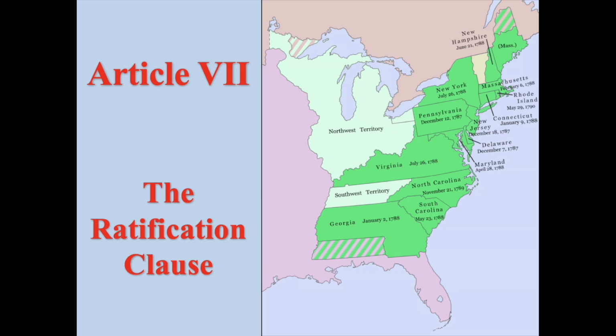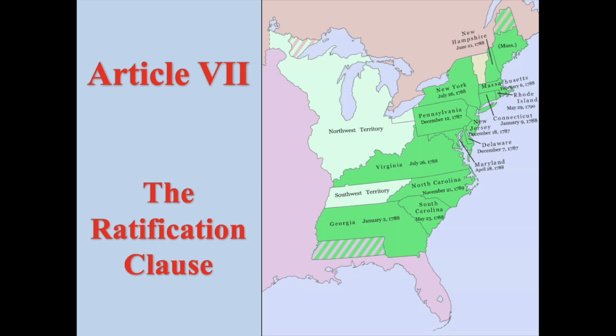Article 7 is the last article of the United States Constitution, sometimes referred to as the Ratification Clause. The drafters of the Constitution required 9 of the original 13 states to ratify or approve the Constitution in order for it to become the law of the land. If 9 of the original 13 did not ratify the Constitution, then the federal system outlined in the Constitution would not come into existence, and presumably the United States would remain under the Articles of Confederation.